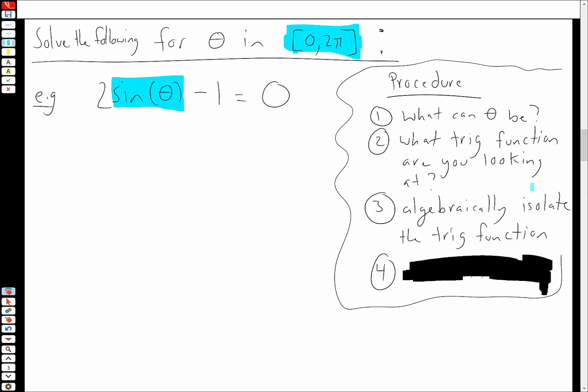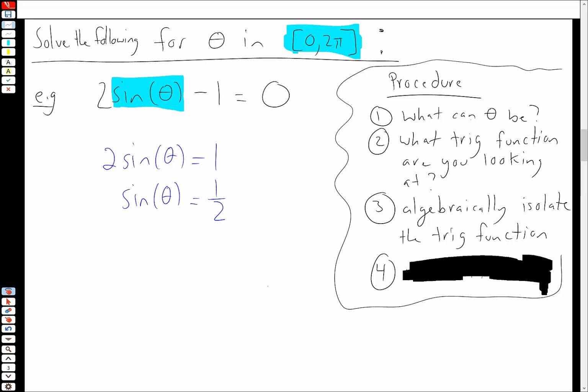All right, now we actually start to do things. So what I recommend, algebraically isolate the trig function. Get that trig function by itself. And this is the same thing that you would do if you're dealing with a log equation or an exponential equation. So how do we isolate the trig function? Let's add 1 to both sides and divide both sides by 2. So we get sine of theta is equal to 1/2.